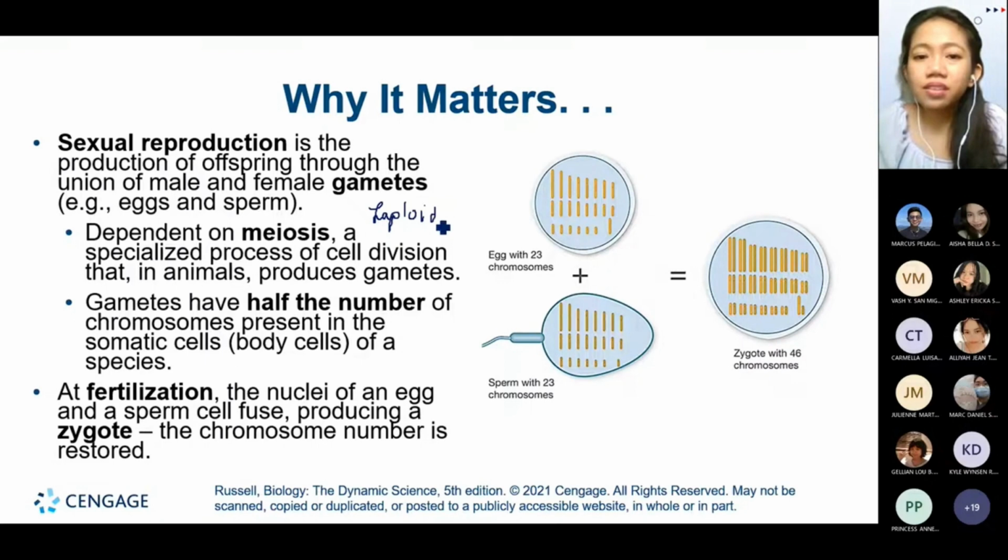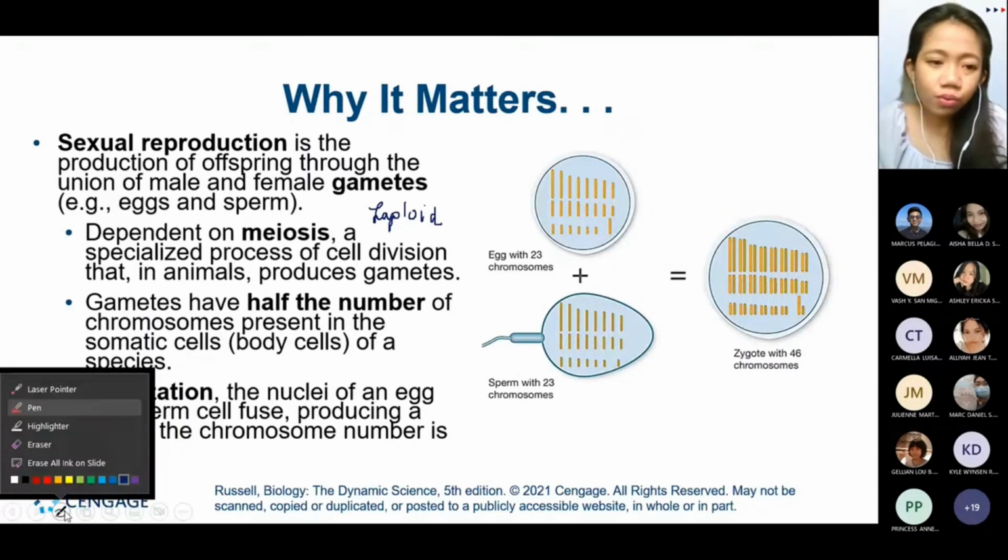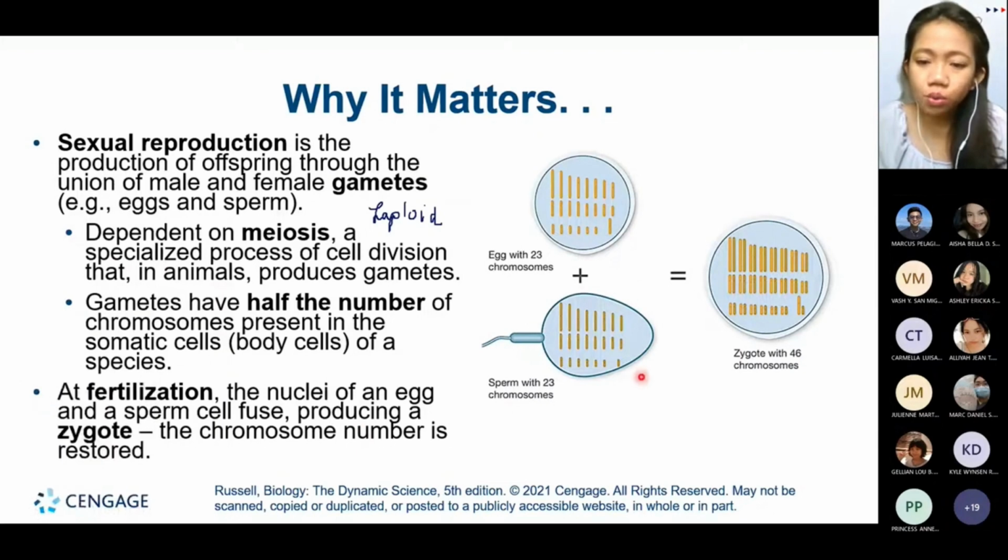Okay, very good. Next. So, if you take a look at our diagram here, yung ating image, the egg, of course, only contains 23 chromosomes. The sperm has 23 chromosomes as well. And once they fuse through fertilization, you have a zygote which is diploid in number. So, babalik siya sa original complete number for the organism.